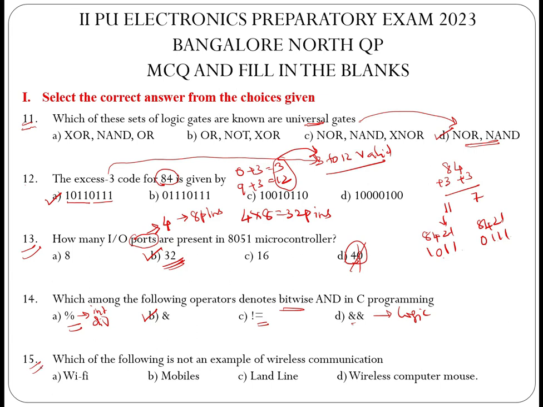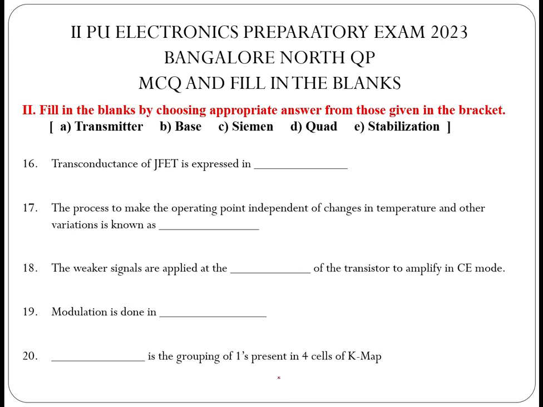Next question is 15th question. Which of the following is not an example of wireless communication? Obviously, this is the easiest. It is given wireless, computer, mouse. So, name itself is given wireless. This is not the answer. Mobiles, definitely they are not the not an example. This is a wireless communication. Wi-Fi is also wireless communication. Only the landline. This is the correct one because this is lined, wired communication. So, option is C.